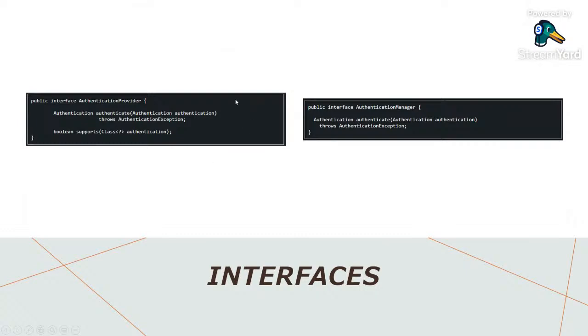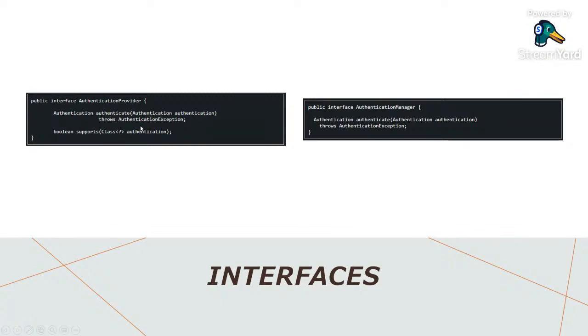This is the interface, but you can control click on these providers in the IDE and you will still get them. See, as you can see, this is a public interface authentication provider, correct? And then there is authentication manager. In the manager, there is just one method, authenticate, and it throws an authentication exception. But notice authentication provider has two of them. It has one authenticate method and one supports method.